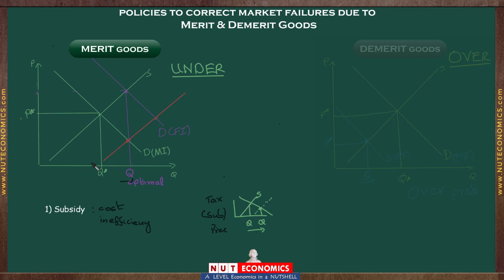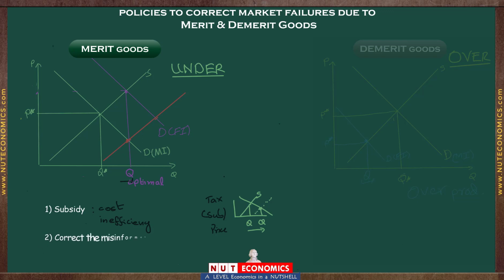Underproduction takes place of merit goods. That is the market failure. The government wants to correct it. Come in and give a subsidy. Just tell the examiner that that will shift the supply curve to the right, and therefore equilibrium quantity will increase. Now, what else can the government do?